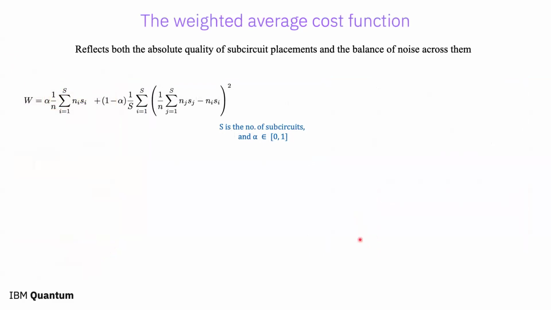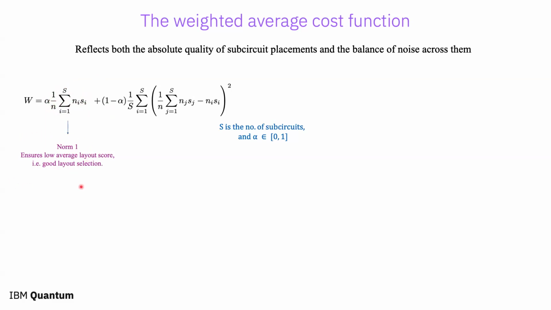So we do this, as I said, indirectly by using this weighted average cost function. This is the cost function that we are trying to minimize. S is the total number of subcircuits. This is a weighted average, so alpha and 1 minus alpha are the weights. The first part, the norm 1, is the average layout score. This S is the layout score for subcircuit i, and N_i is the number of qubits in subcircuit i, and N is the total number of qubits in the entire circuit.